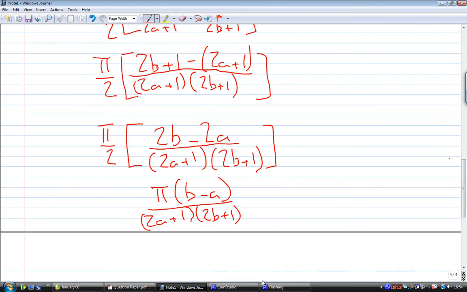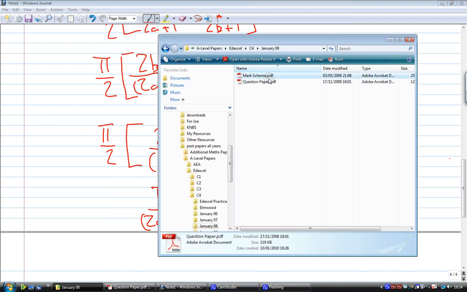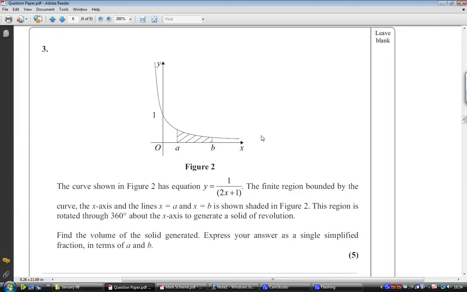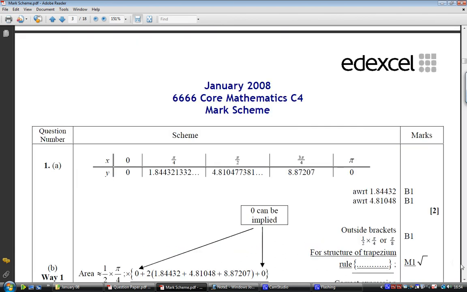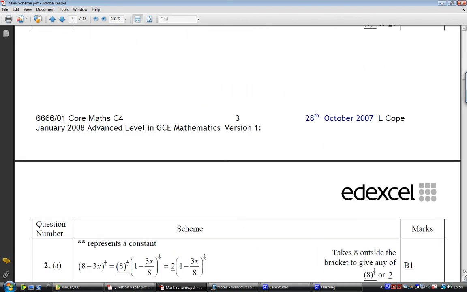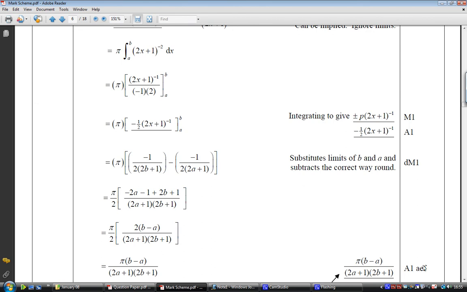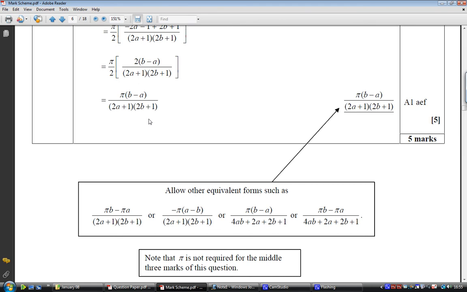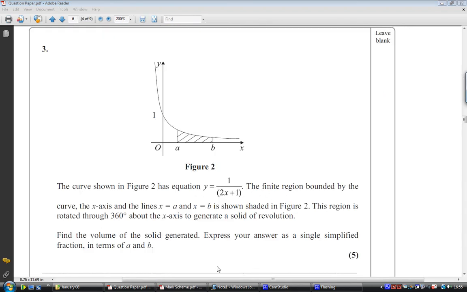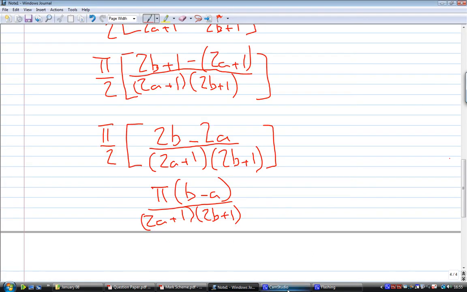Okay, and that's your lot. That's pretty much the answer, I think. I'll just double check it with the mark scheme, see whether I got it right. Let's open the question pack. Oh, mark scheme, here we go. There you go, and that's the answer. Let's double check it, shall we? Yeah, no real problem there.